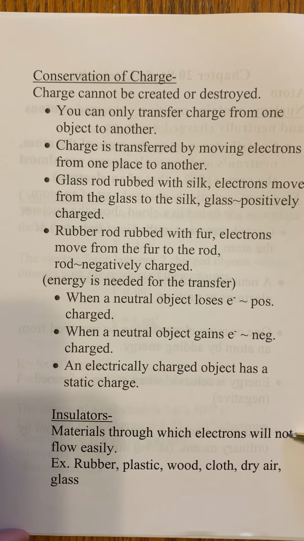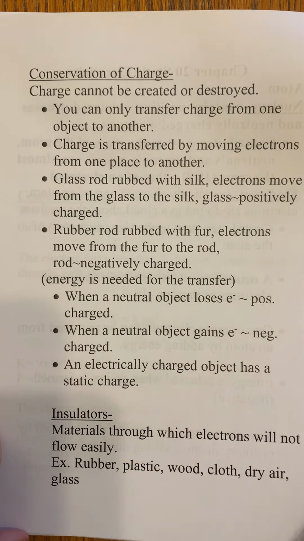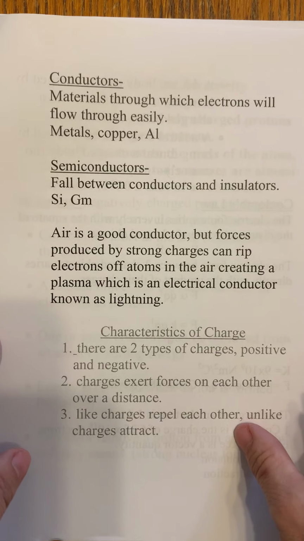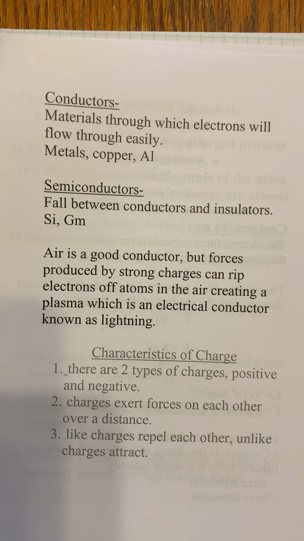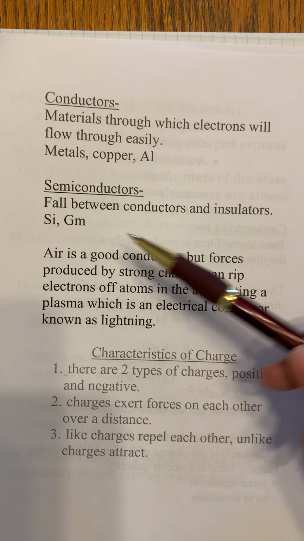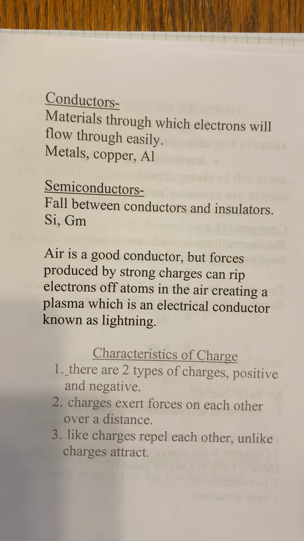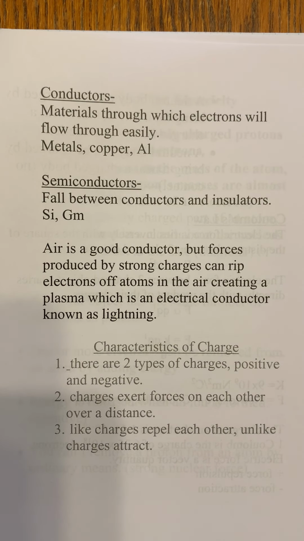Insulators: materials to which electrons will not flow easily: rubber, plastic, wood, cloth, air, and glass. And then the opposite would be conductors. Materials in which electrons will flow smoothly without much delay at all. All metals, basically. Semiconductors fall in between: silicon and germanium. They use those a lot. Air is a good conductor, but forces produced by strong charges can rip the electrons off. That is plasma and lightning.